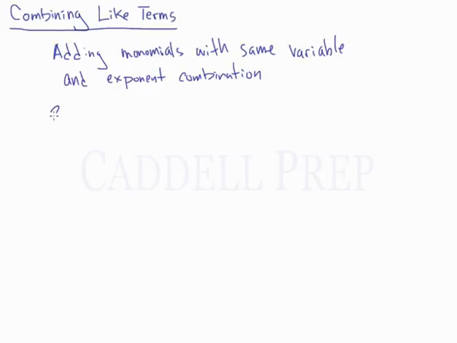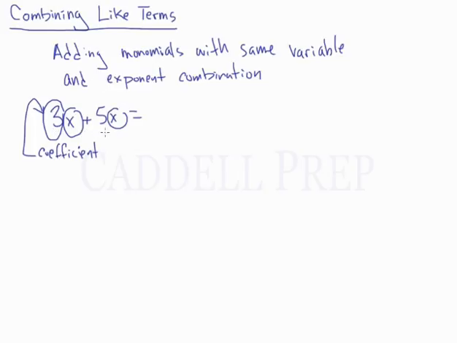So, for example, we have 3x plus 5x. Okay, this number in front here is known as the coefficient. It's just a number in front of our variable and exponent combination. If we look at these, they're both the same. So 3x and 5x are like terms. They're not the same exact term, but they're like terms.